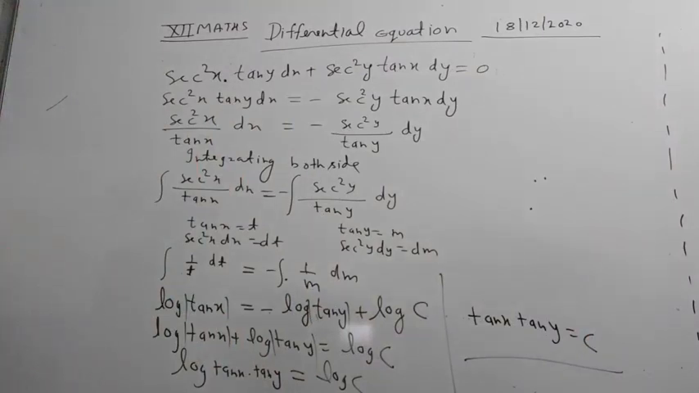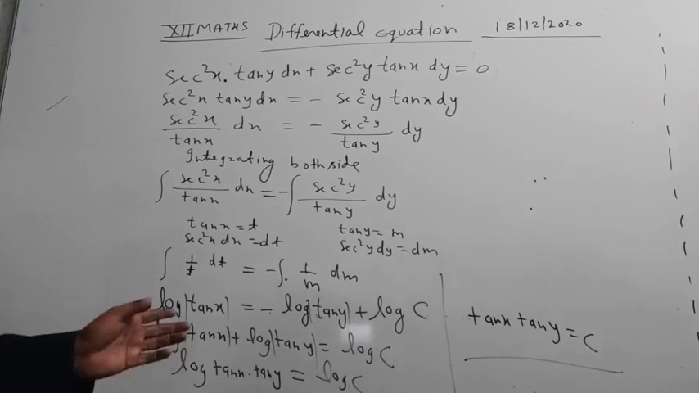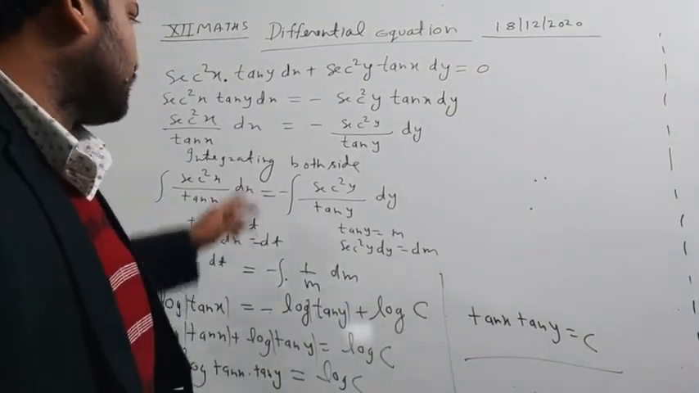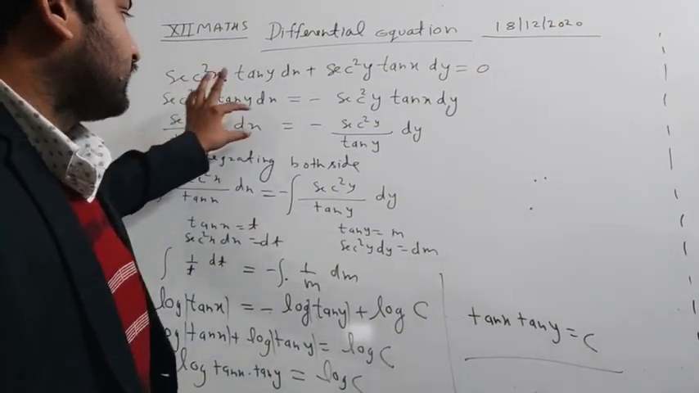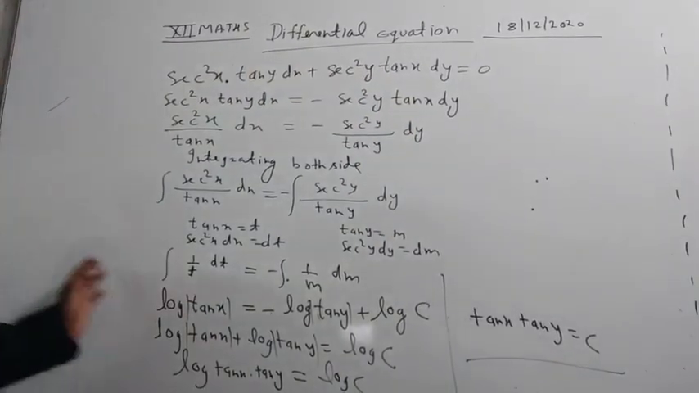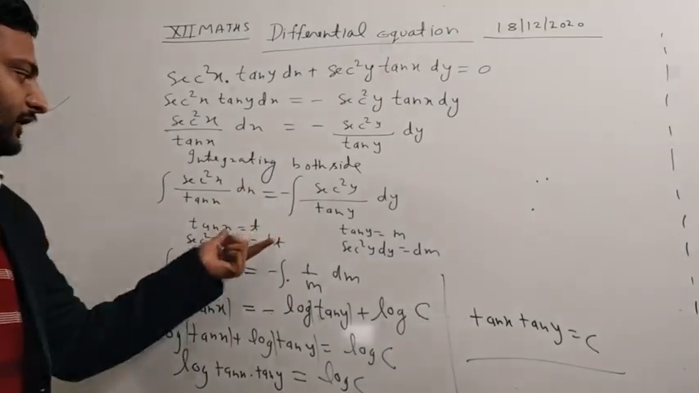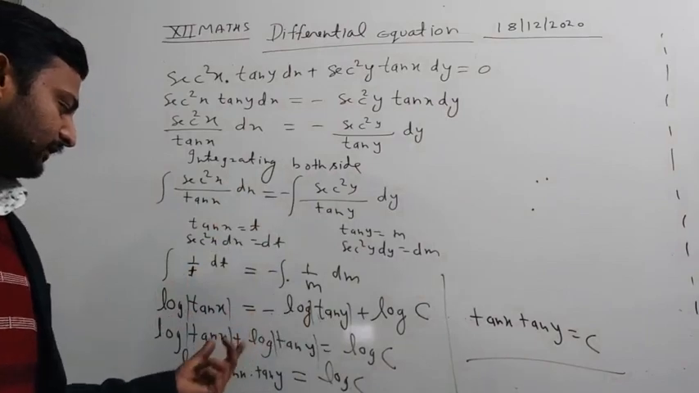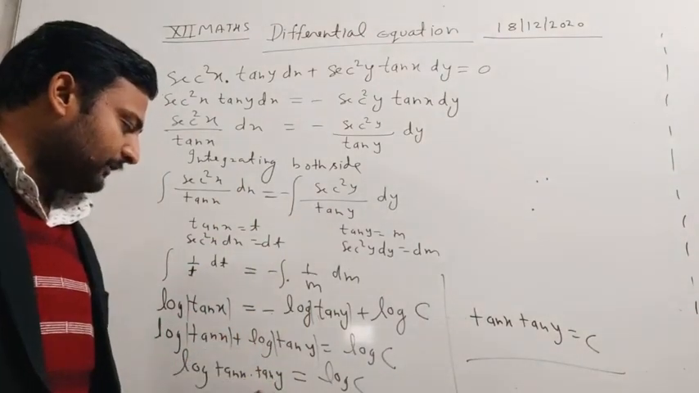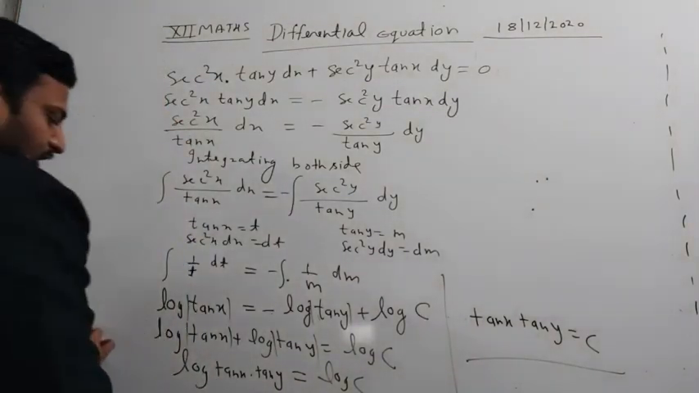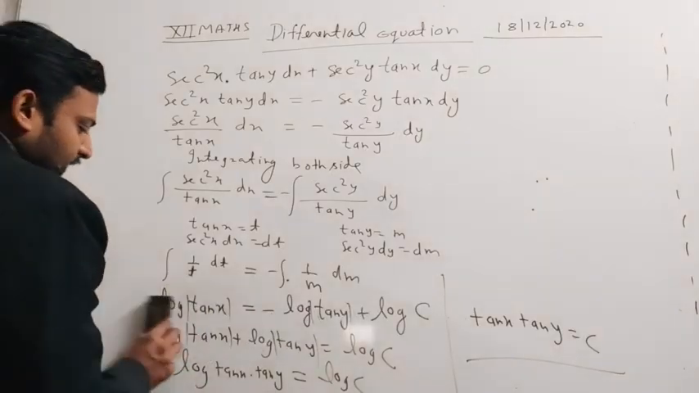Now we see the next question. This was the question which is based on the first method, variables separable, because we are separating the variables: we are taking x with dx and y with dy to the left hand side and the right hand side. Then we are integrating this, taking t for the integration, and after this we take log t plus log m is log c. So this is our general solution of this differential equation.